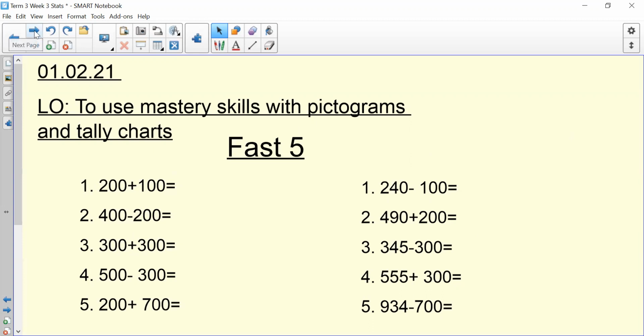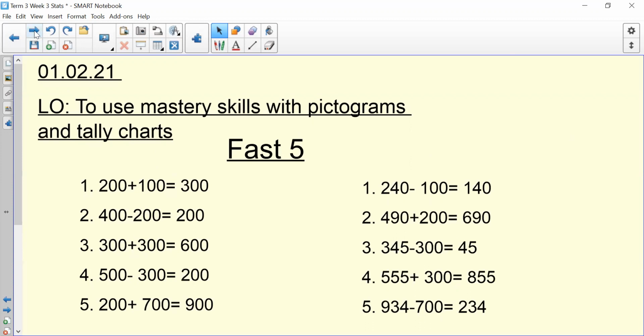Okay, let's see how you got on with those. You can just mark these yourself. And remember, when we're adding or subtracting just hundreds, multiples of 100, all you need to look at is your hundreds place column. The other numbers are going to stay the same. So well done if you got those right. And just remember, moving forward, really always read the calculation properly. What operation are you having to do?